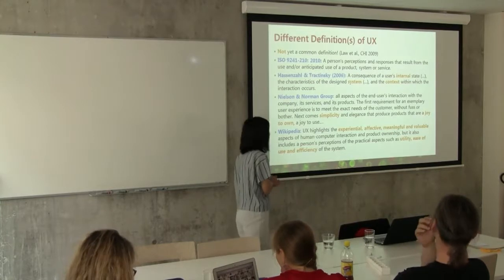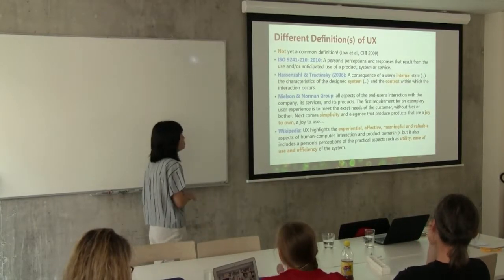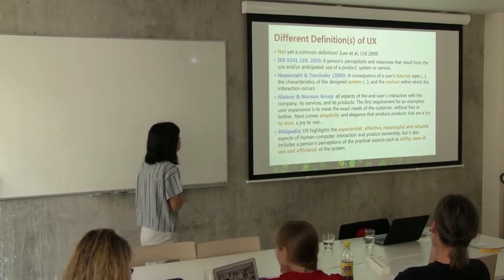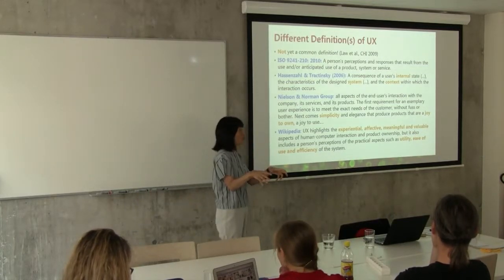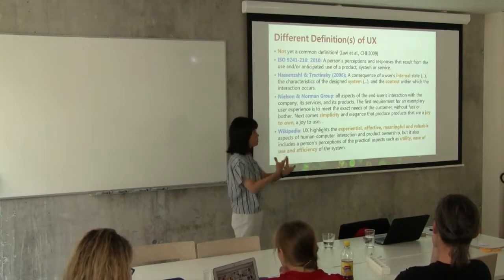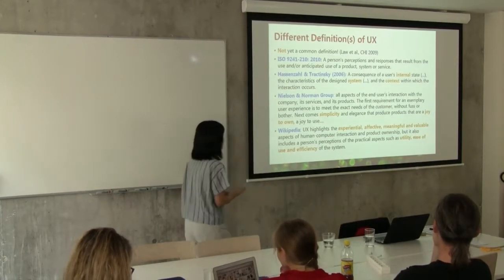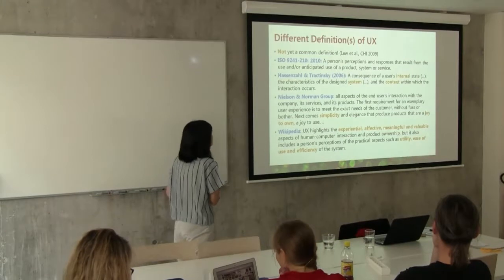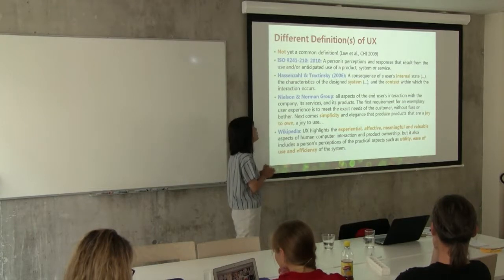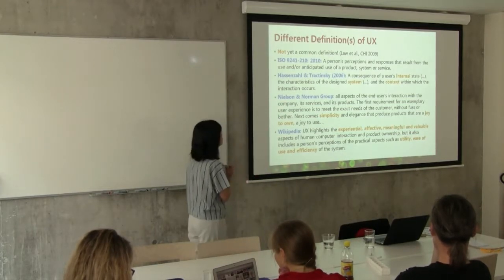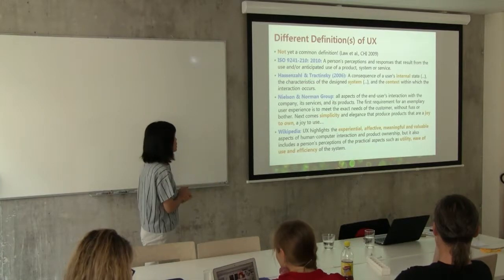a UX definition. It's a person's perceptions and responses that result from the use and the anticipated use. You don't have to really interact with the product. You just see the product, and there may be some experience already aroused in the user. There are also three notes following this ISO definition. I don't put them here; it's quite a long one. But this is the so-called standard way of defining UX.